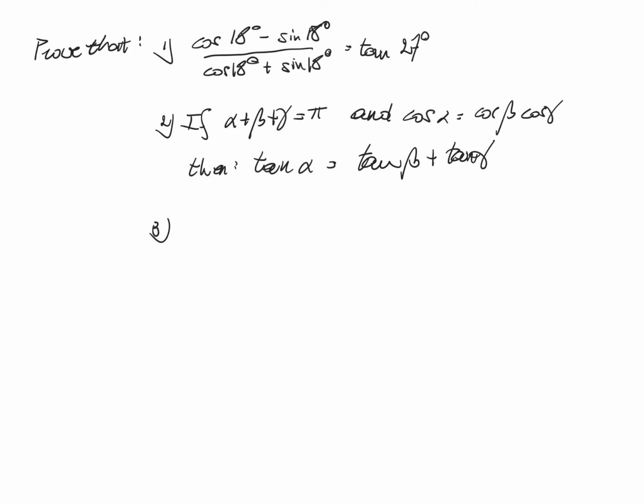And then the third one, prove that the cosecant of theta minus 2 times the cotangent of 2 theta times the cosine of theta equals 2 times sine of theta. So start with the first one. So we start from the left hand side. So the left hand side was cosine of 18 degrees minus the sine of 18 degrees divided by the cosine of 18 degrees plus the sine of 18 degrees.